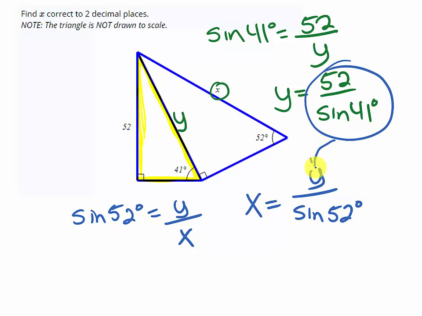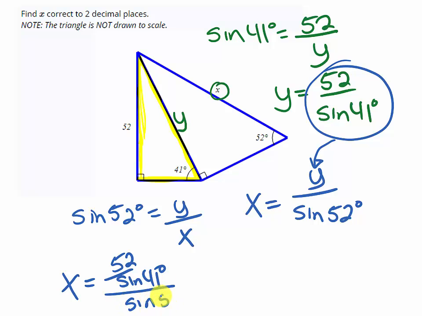And now I can substitute that in right here for y. And so x is going to be 52 over sine 41 degrees, and then that will need to be divided by the sine of 52 degrees. So now we're going to punch buttons and we will round it to two decimal places.